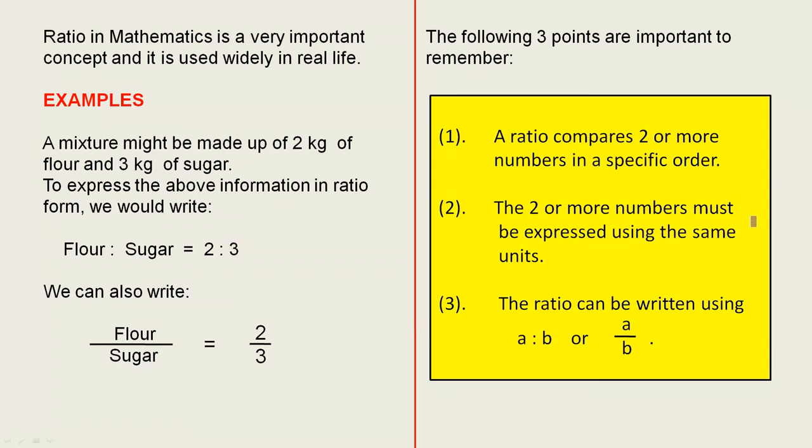Number 2, the 2 or more numbers must be expressed using the same units. That's what we said here. We're using kilograms and kilograms. That's very important for ratio. And finally, the ratio can be written using A is to B or A over B. You say A is to B. That's how you say it. Let's look at some examples on the other side.